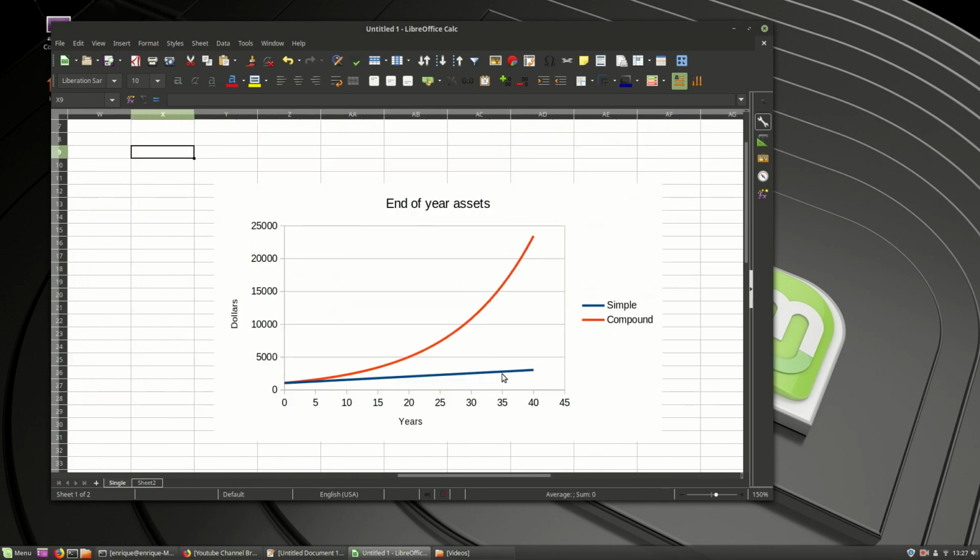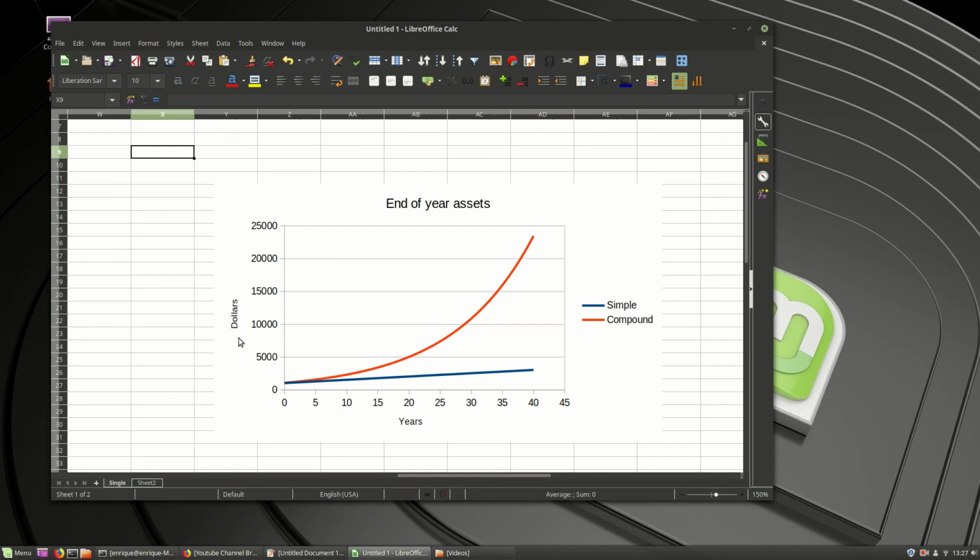Obviously, this lends itself to a graph. So here we have the chart where in the blue is the simple interest, in the orange is the compound interest. And we're comparing end of the year assets in dollars over time. As you can see, the compound interest increases at an increasing rate, whereas the simple interest just increases at a stable rate.